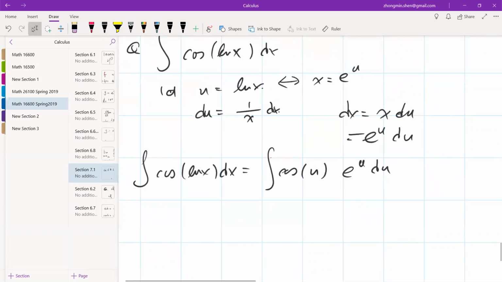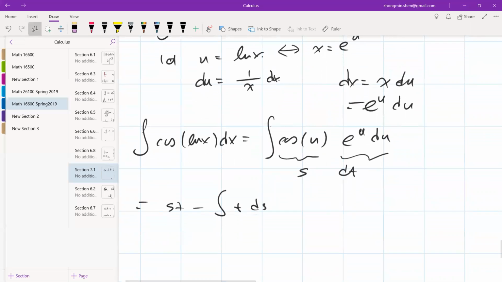Why? There's two parts here, right? I have to use different letters, otherwise I'm confused. So I can use u v, it doesn't matter. Let's use s t, right? So that's going to be s t minus the integral of t ds, okay?